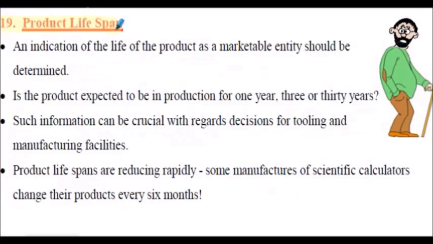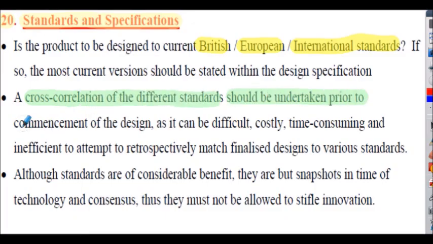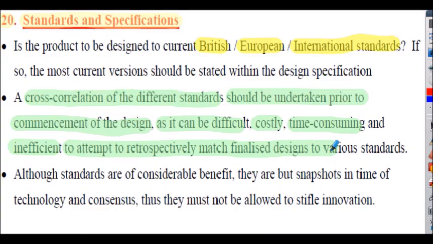Requirement 19 is the product lifespan. Is the product expected to last 1 year, 3 years, or 30 years? Because that makes a significant difference to many aspects of the design. So requirement 20 relates to standards and specifications. As mentioned previously, there are many standards that a product or system has to comply with, such as British standards, European standards, international standards. Sometimes a cross-correlation of these different standards needs to be undertaken prior to commencement of the design process, as it can be difficult, costly, time-consuming, and indeed inefficient to attempt to retrospectively match final designs against various standards.